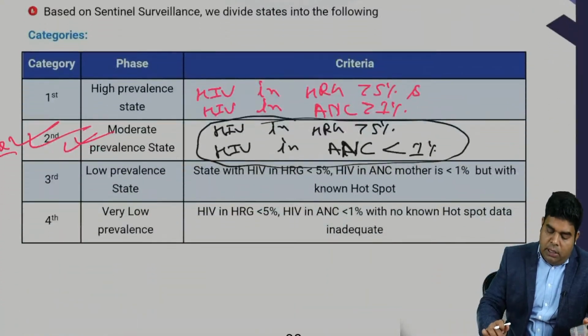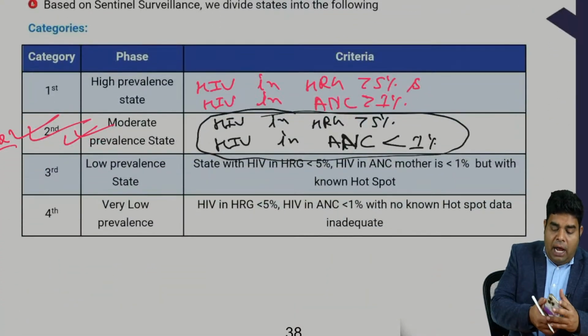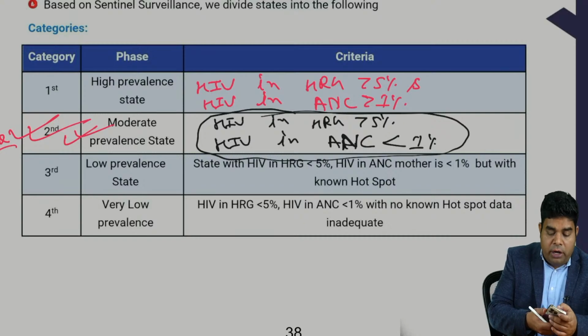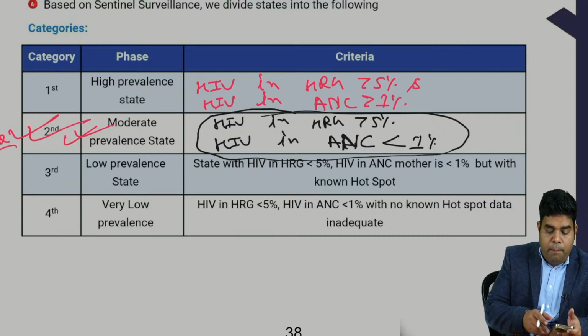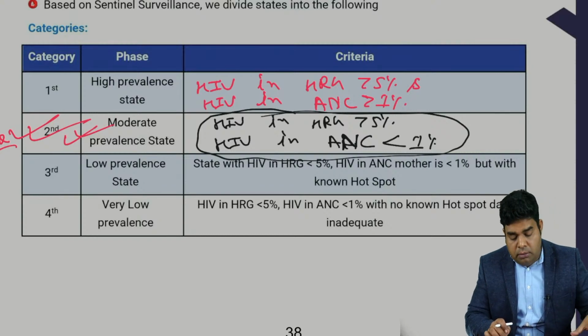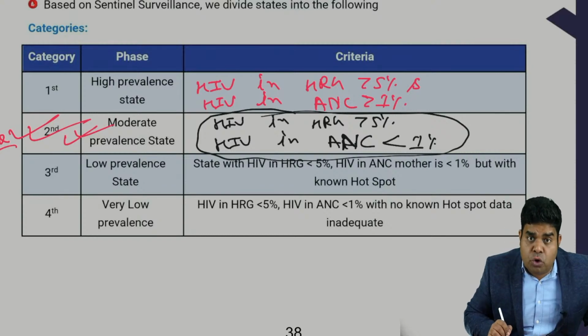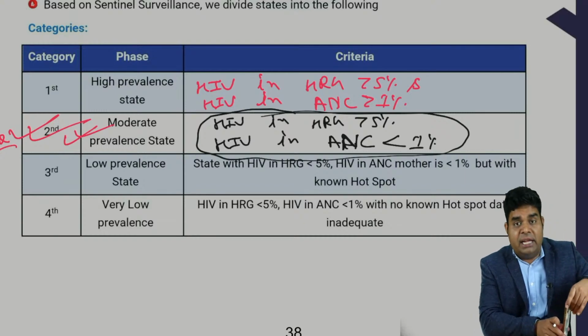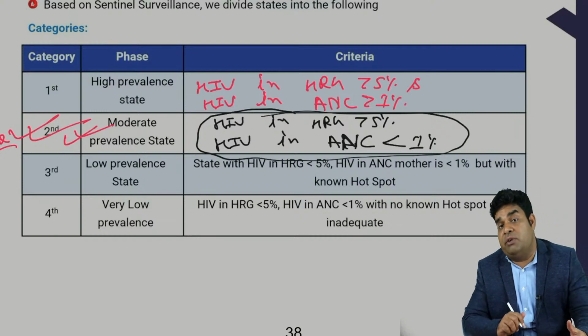Okay. Now, one more question they ask is, what is a moderate prevalence state? Moderate prevalence state simply means that HIV in the high risk group should be more than 5%, but HIV in ANC should be less than 1%.